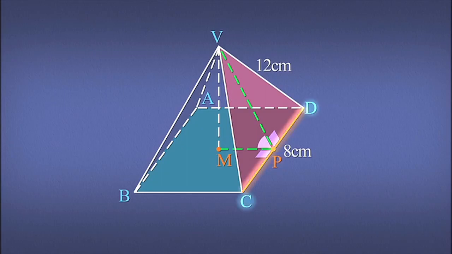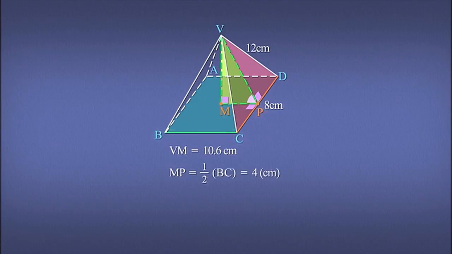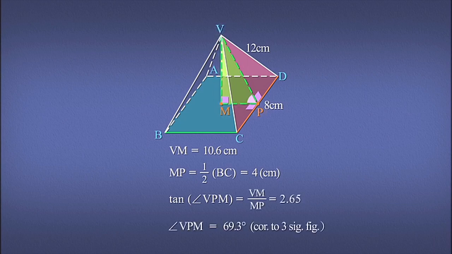Point P is the midpoint of CD. Join V and M. A right-angle triangle VPM is formed. Previously, the length of VM was found. It was 10.6 centimeters. MP is half of BC, so the length of MP is 4 centimeters. Applying the tangent function, tangent angle VPM is equal to VM over MP. Angle VPM is equal to 69.3 degrees. The angle between plane VCD and plane ABCD is 69.3 degrees.